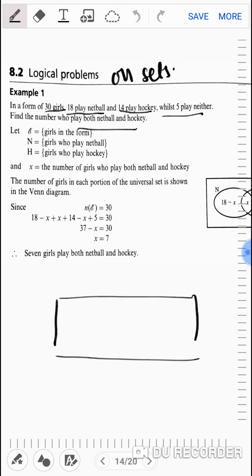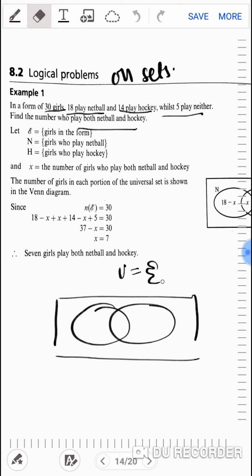Suppose I am making a Venn diagram. Total there are 30 girls, so the universal set is equal to 30. I'll put N for my set of girls who play netball and H for the set of girls who play hockey. 5 play neither, so I'll keep 5 outside the two sets.